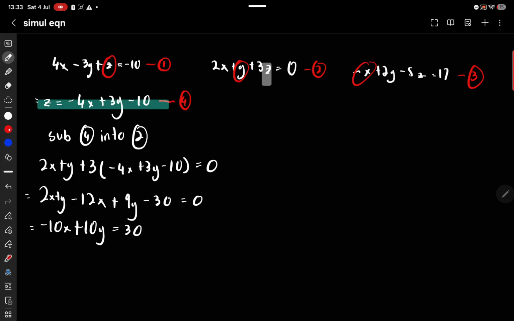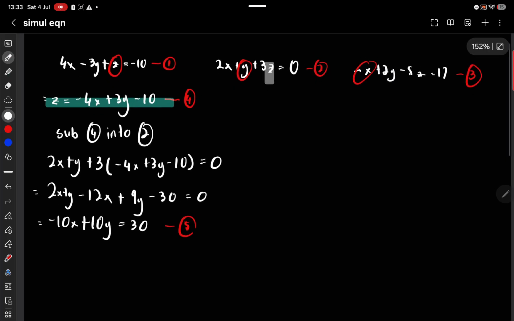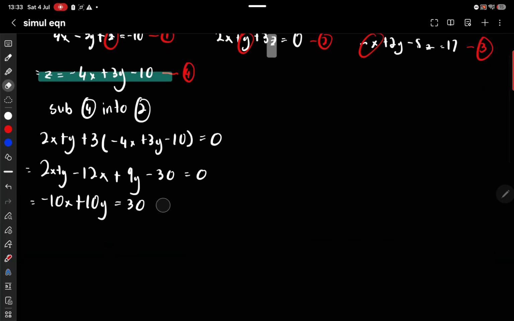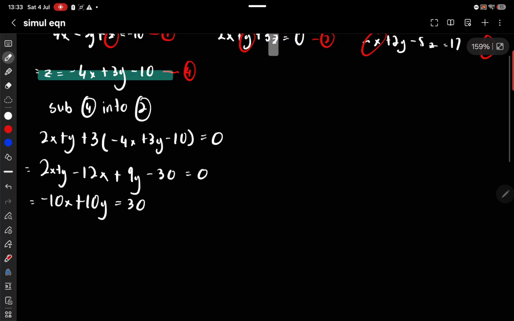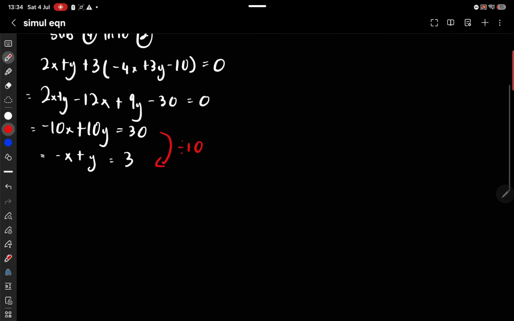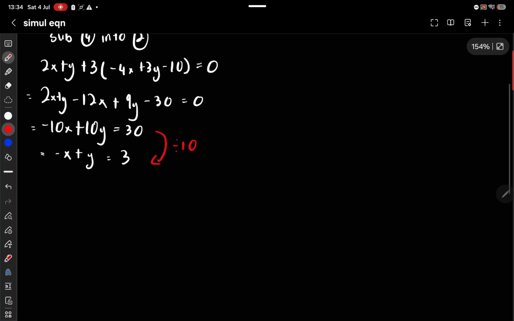We're going to keep this equation here, because it's going to be useful afterwards. Actually, we can simplify this further. We can make this into negative x plus y equals 3, simply by dividing by 10. Then we make y our subject and bring 3 to the back, and it becomes y equals 3 plus x.